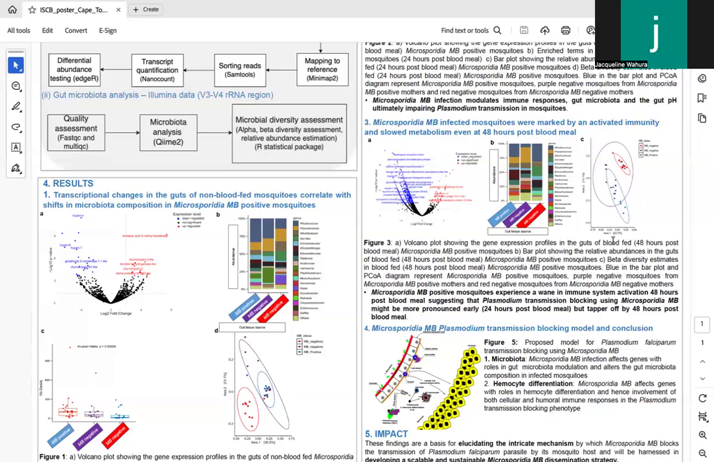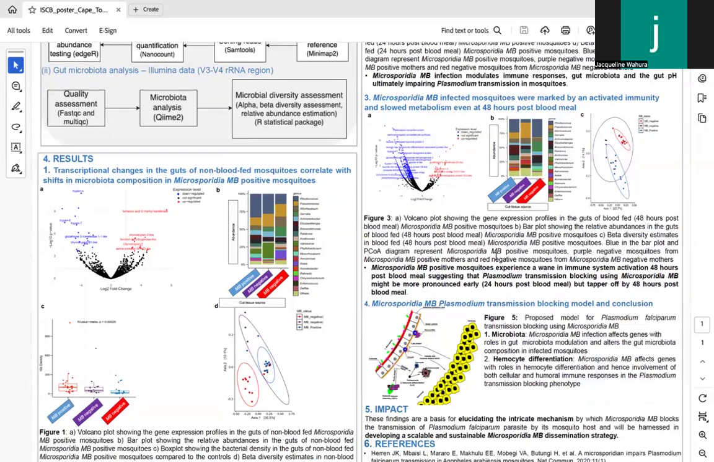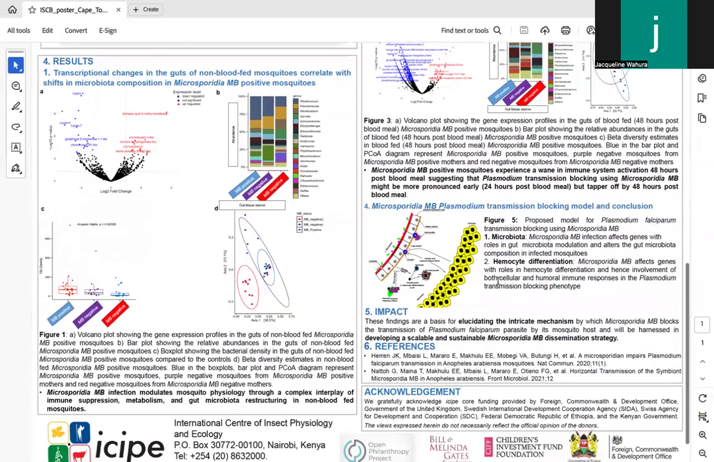In addition, we observed a distinct clustering pattern in MB positive mosquitoes as compared to the negative mosquitoes. In a nutshell, this dataset suggests that Microsporidia MB positive mosquitoes experience a wane in immunity activation 48 hours post-blood meal, and this suggests that Plasmodium transmission blocking in MB-infected mosquitoes is more pronounced early, that is 24 hours post-blood meal, and tapers off by 48 hours after blood meal.